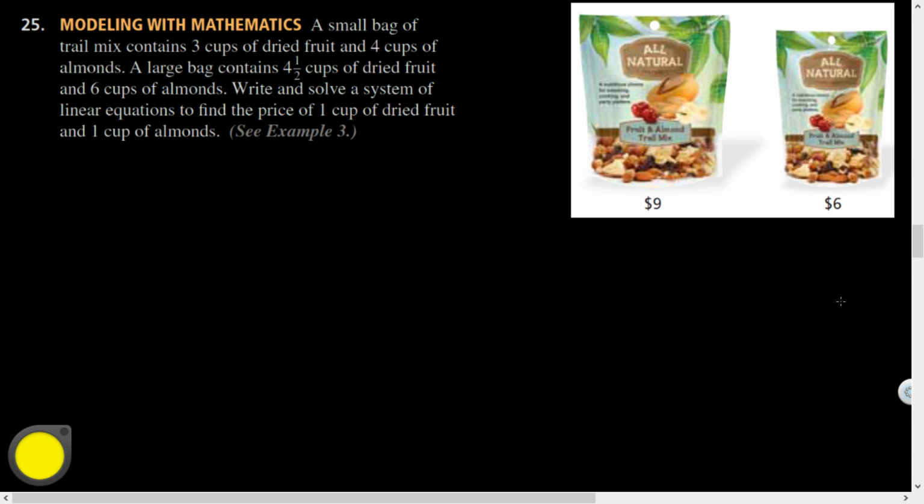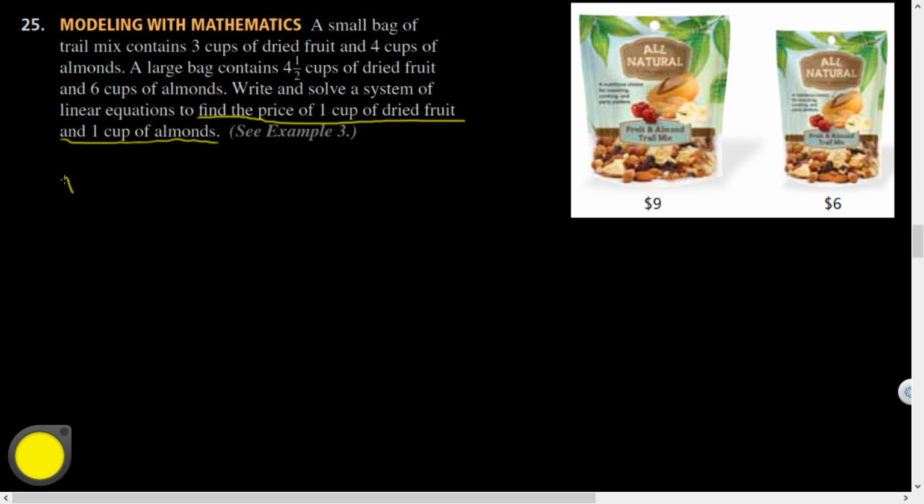All right, modeling with mathematics. So I'm going to write a system of equations that represents this situation, this real-world problem, so to speak, and then try to solve that system and see what the solution is. Okay, so it says a small bag of trail mix contains 3 cups of dried fruit and 4 cups of almonds. A large bag contains 4.5 cups of dried fruit and 6 cups of almonds. Write and solve a system of linear equations to find the price of 1 cup of dried fruit and 1 cup of almonds. So find the price, these are going to be our variables here.